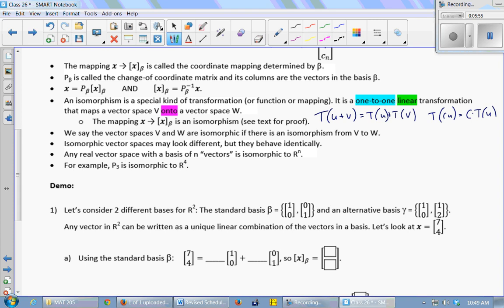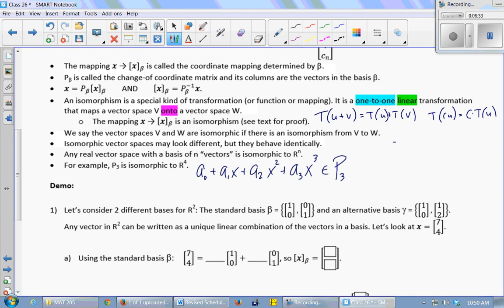So for example, P3 is isomorphic to R4. Think about typical things in P3. A typical element of P3 would be a0 plus a1x plus a2x squared plus a3x cubed. If I take two elements of P3 and add them together, you add the like terms: the constant terms, the linear terms. So my a0 and, say, b0 of another function would get added together.